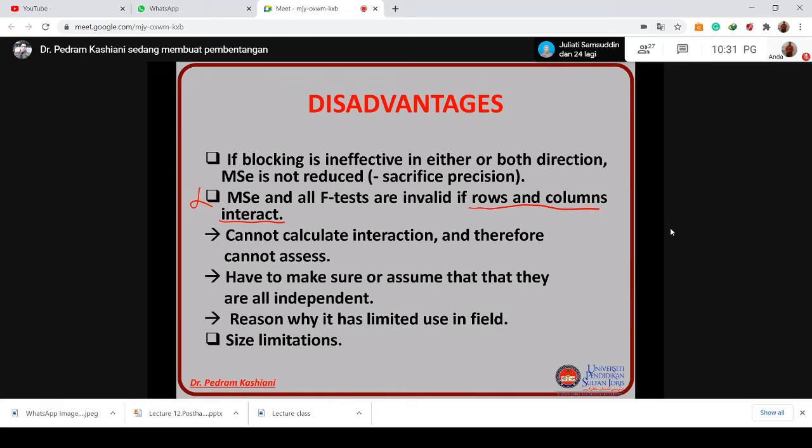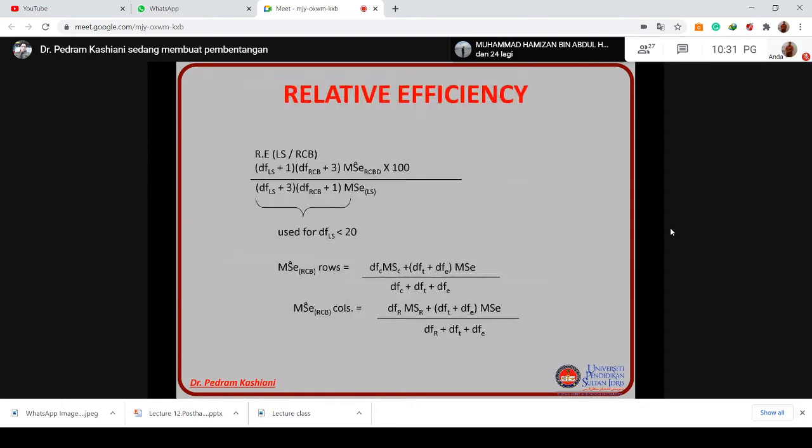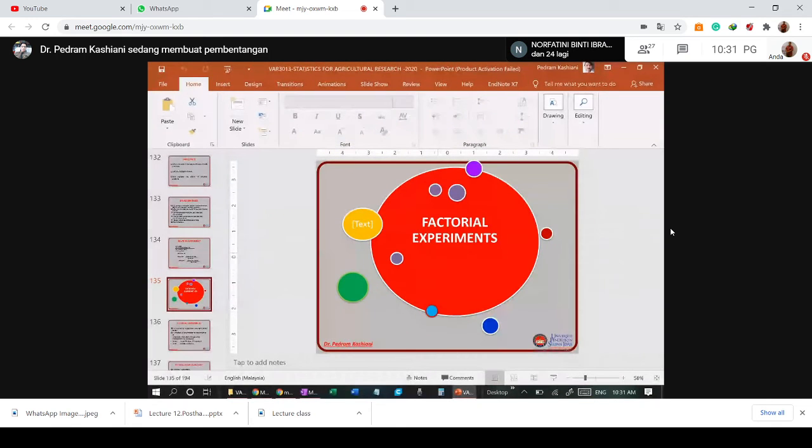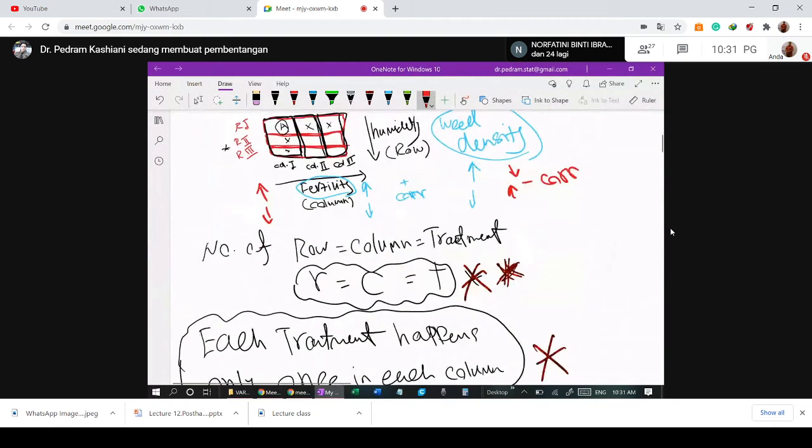I told you, Latin square is a very good design for the laboratory, for greenhouse use. And the size limitation that I mentioned, because R, T, and C should be equal, gives too small degrees of freedom for error, or too many experimental units. Okay, this relative efficiency, no need to discuss with you, and this is finished. All right, so this is the last experimental design we discussed.